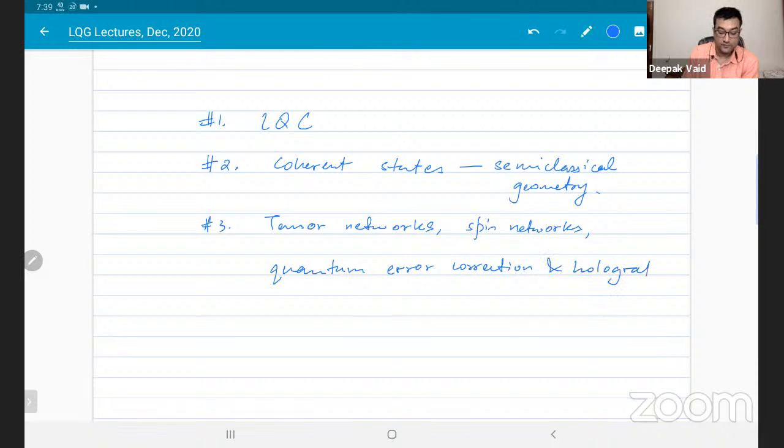and holography. So my expectation would be that this would take at least 2 more sessions. So can I once again get a head count of anybody interested in these topics? And if you have had enough of LQG, that's okay. Okay.